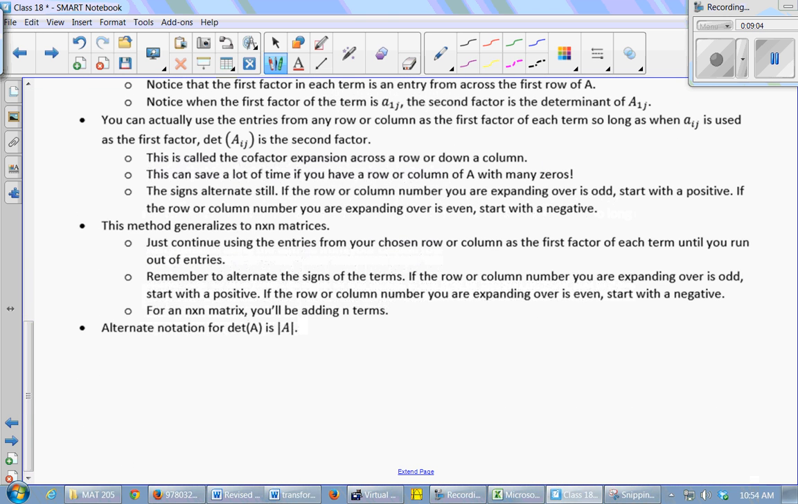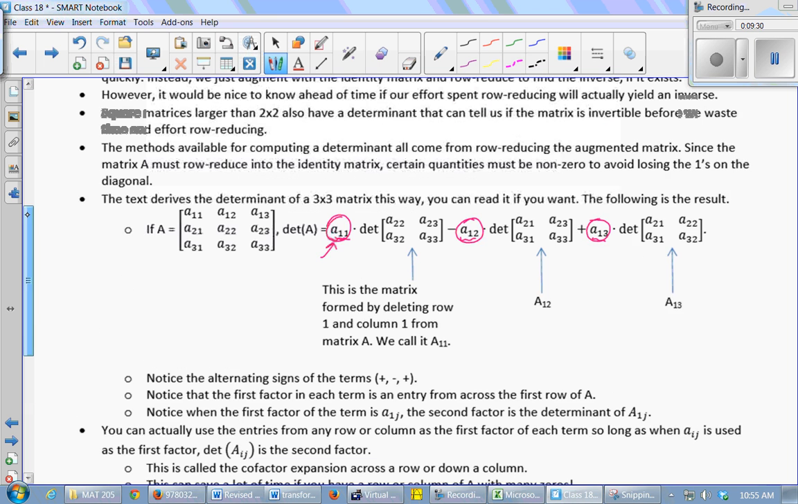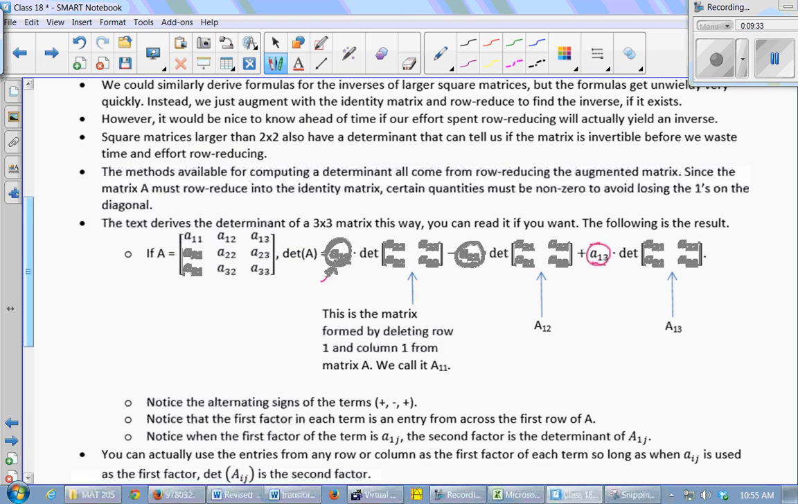That same method generalizes to n by n matrices, not just for 3 by 3. Just continue using the entries from your chosen row or column as the first factor of each term until you run out of entries. The signs still alternate, same rule. Row or column number you're expanding over is odd, start positive, even, start negative. So if you had an n by n matrix, you'd be adding n terms total. In this example, I had a 3 by 3, and I had 3 terms. 1, 2, 3 terms. 1 for each entry from the row or column you're using.